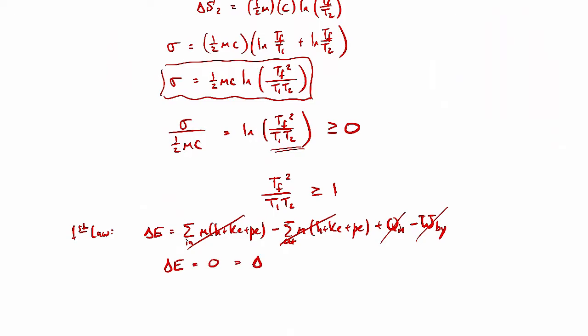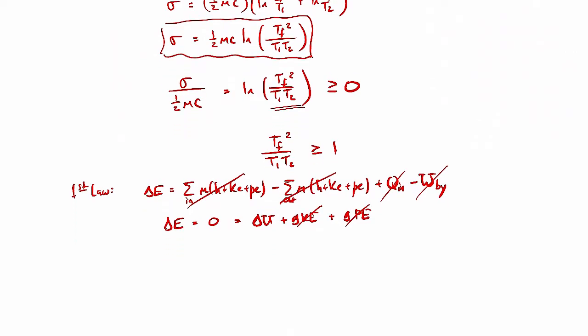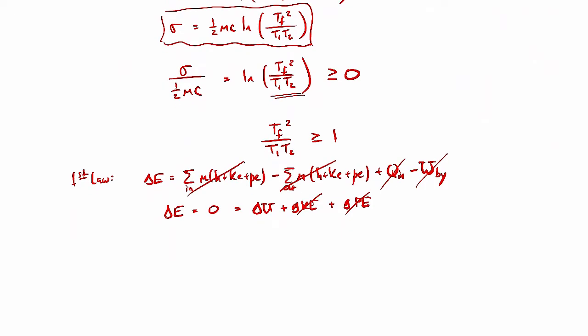But the change in total energy is a change in internal energy plus the change in kinetic energy plus the change in potential energy. We'll neglect any changes in kinetic or potential energy. The box is not moving around or changing elevation. So we have the change in internal energy is equal to 0.